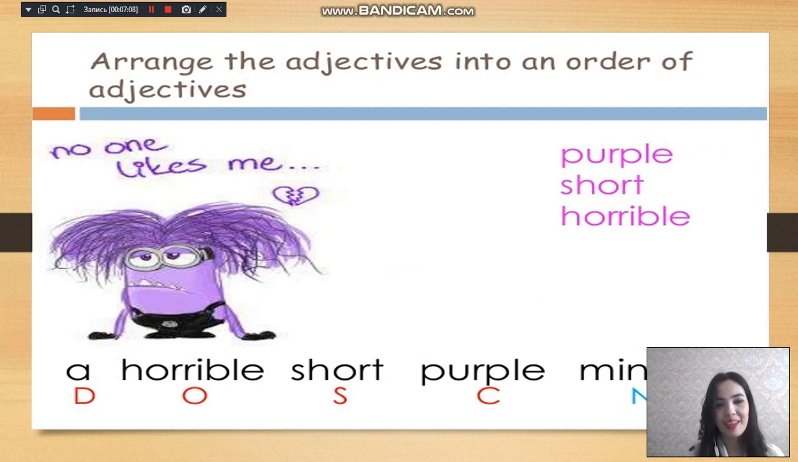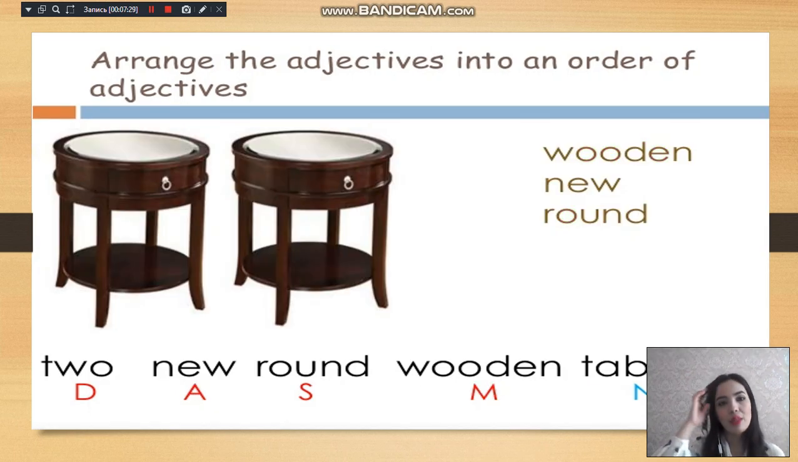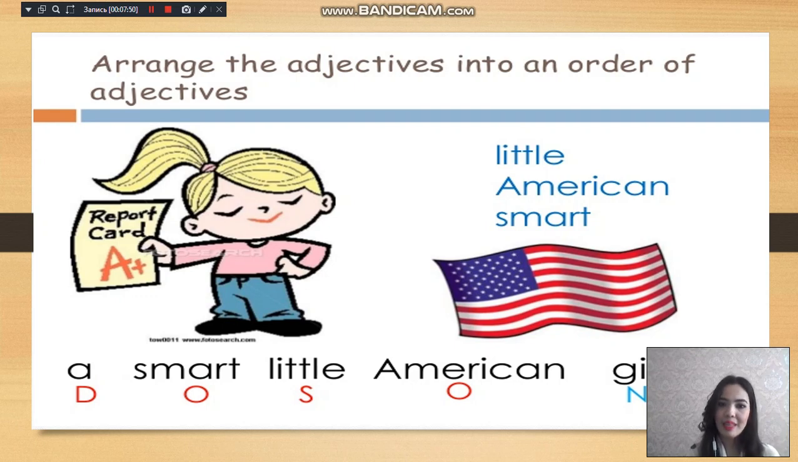So here as you see, a funny picture. So we have 3 adjectives here: purple, short, and horrible. So first your task is to find the opinion here. So horrible, but it's sweet for me. A horrible short purple minion. Yes, you are right. So let's look at these objects. So we have here 2 objects. Wooden, new, round. So as we see there are 2 tables. 2 will be the determiner. Two new round wooden tables. It is the right order. So let's go to the next. So little, American, smart. Here we have to describe a girl, a smart, little American girl.